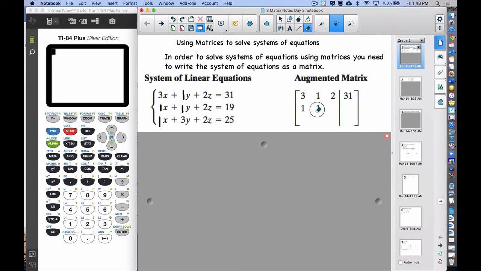In the second row, we would have a 1, and a 2, and then a 19. And in the bottom row, we'd have a 1, a 3, and a 2, and a 25. So that's how we get it into a matrix that we can do some things with.